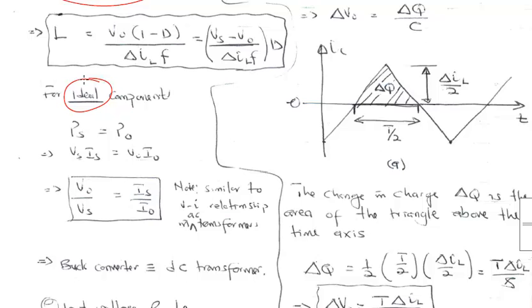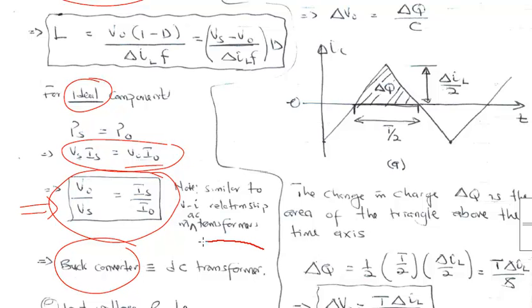So when we have ideal components, then the power supplied by the source should be equal to the power delivered to the load. In other words, Vs times Is should be equal to Vo times Io. When you manipulate this expression, you come out with a nice expression over here. For those familiar with AC transformers, you are going to see that this is very similar to the voltage and current relationship for the AC transformer. What does this mean? In other words, this implies that the buck converter is basically a DC transformer. The buck converter is basically a DC transformer.